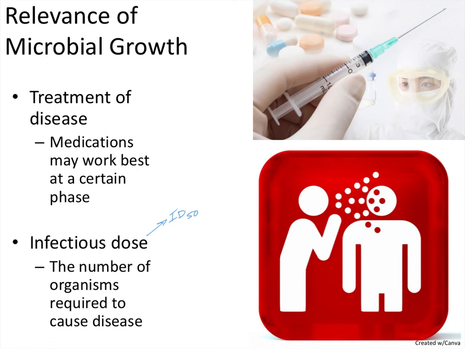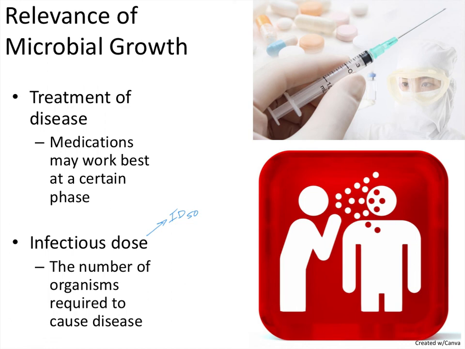So just giving an example here, let's say the ID 50 of a certain microbe is 100 cells. That means if you line up 100 people, and you give each of them 100 cells of this microbe, 50 of them will get sick from it, because that will be enough microbes to cause disease in 50% of the population. The ID50 is important and significant in a lot of scenarios. You may have even heard about ID50 related to COVID in terms of how many particles of the virus does it take to actually make someone sick.